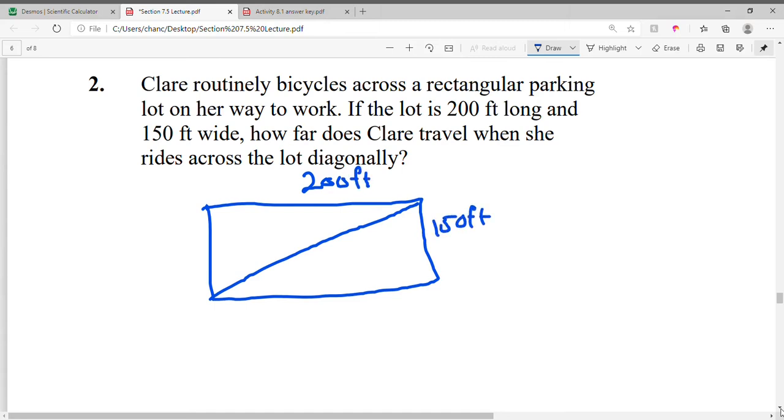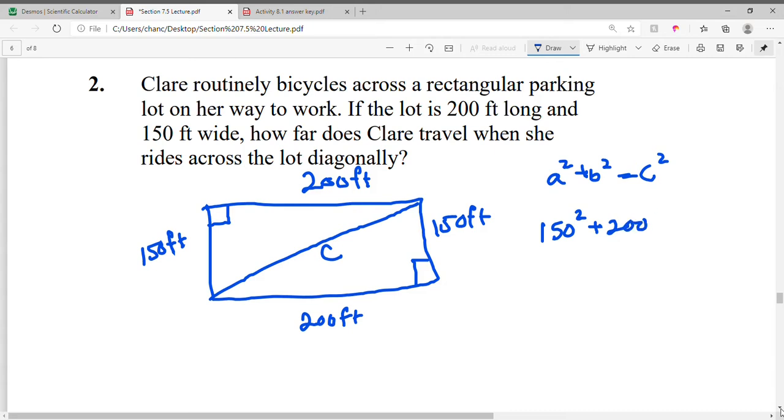Notice that we have two right triangles. We have a right triangle here and a right triangle here. Since this is a rectangle, this must be 150 feet and here must be 200 feet. So now we could use the formula a squared plus b squared equals c squared to solve for our hypotenuse. I can write 150 squared plus 200 squared must be equal to c squared.